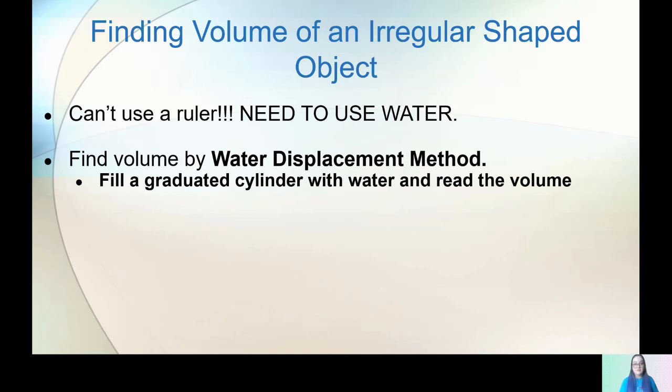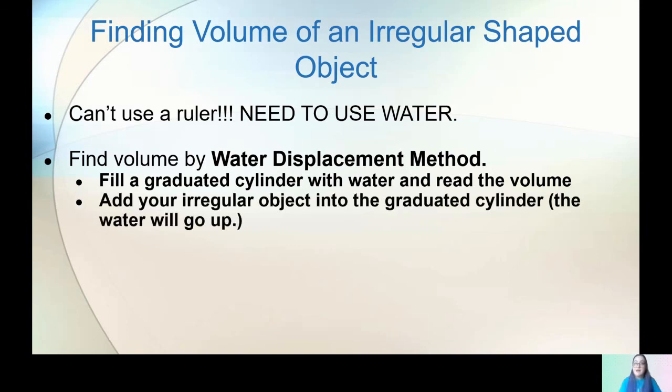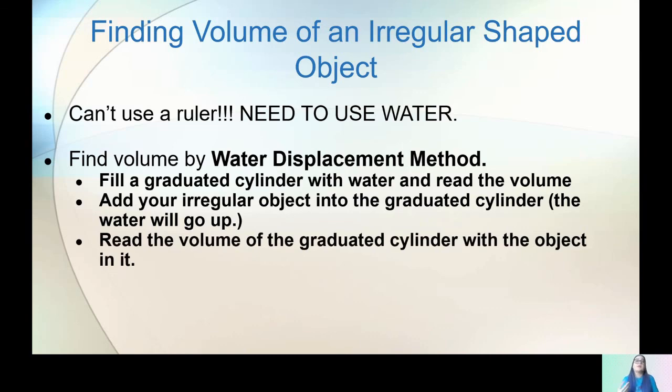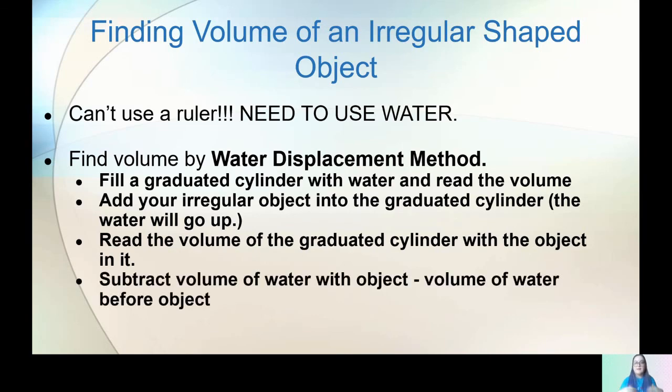So if we fill a graduated cylinder with water and we read the volume of the water, and then you add the object in, the water will go up, and now you read the volume of the water again with the object in it. You subtract the end from the beginning, and that's the volume of the object. So let's do a quick example.